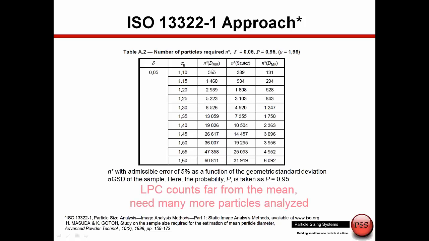But remember, what we're trying to do with these measurements is find these outliers, the LPCs. So actually we should be looking at many more counts to be able to accurately and repeatably find these outlier particles, the large particle counts that we're looking for.